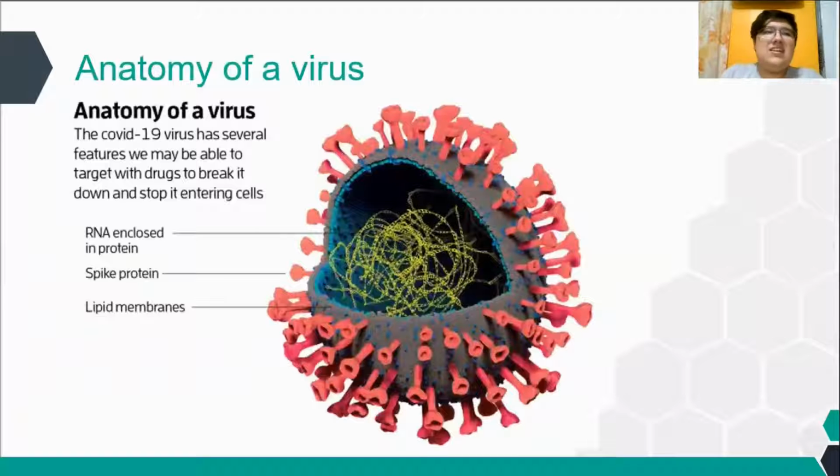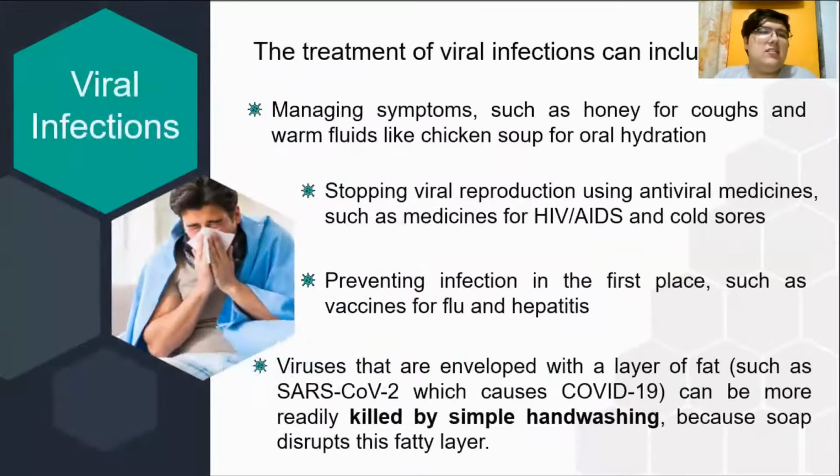Now we are seeing the anatomy of a virus. We can see that they have DNA or RNA enclosed in a protein coat. They have spike proteins to get into living cells, and they can have lipid membranes to protect themselves. And finally, we are seeing how to treat a viral infection.